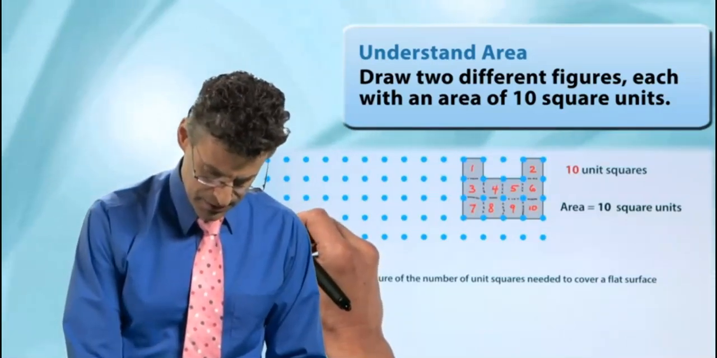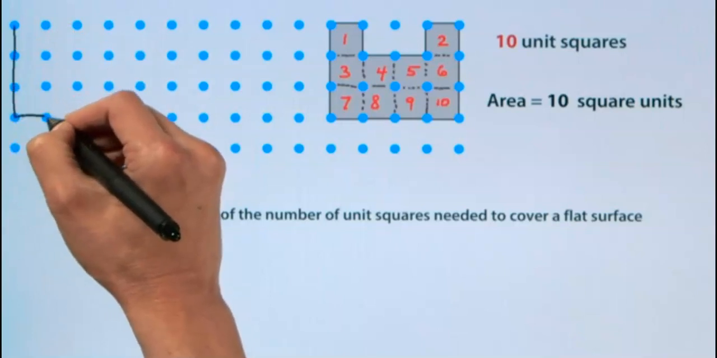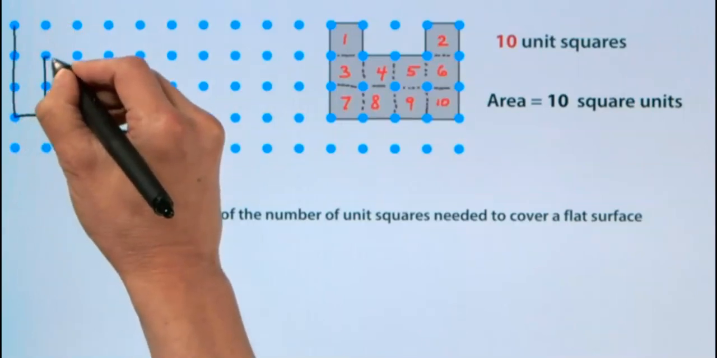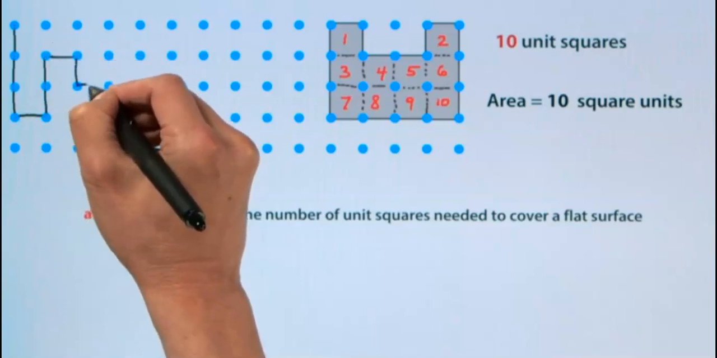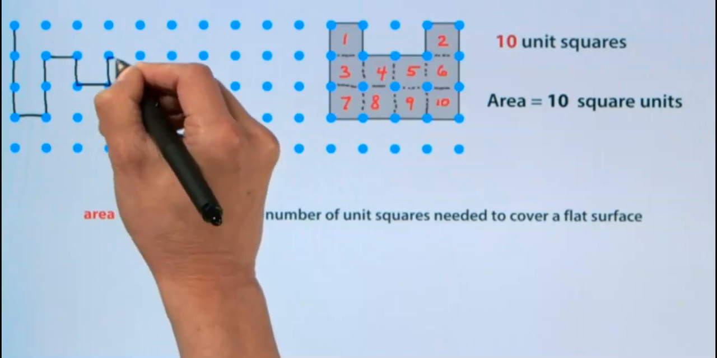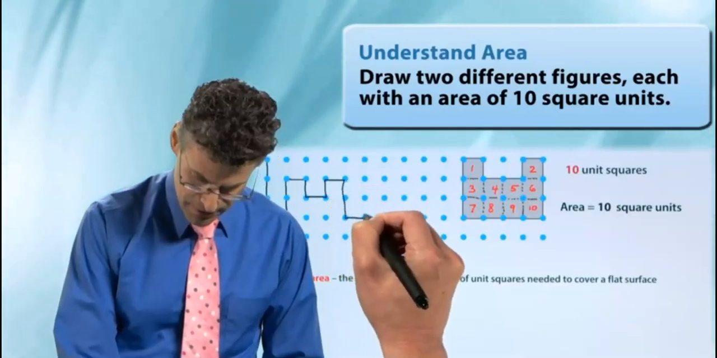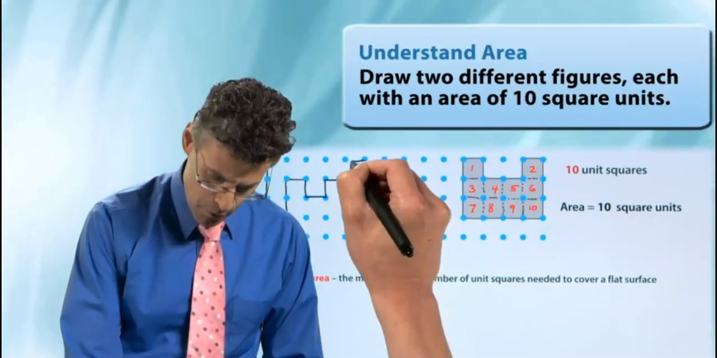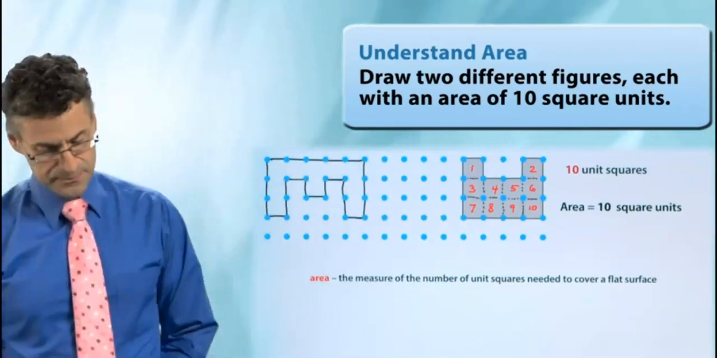I'm going to start it right up here. And I'm going to come down this time and go over, then go up, then go over, then go down, then go over, then go up, then go over, then go way down, then go over, then go way up, and then go way across. See how it's a sideways E?